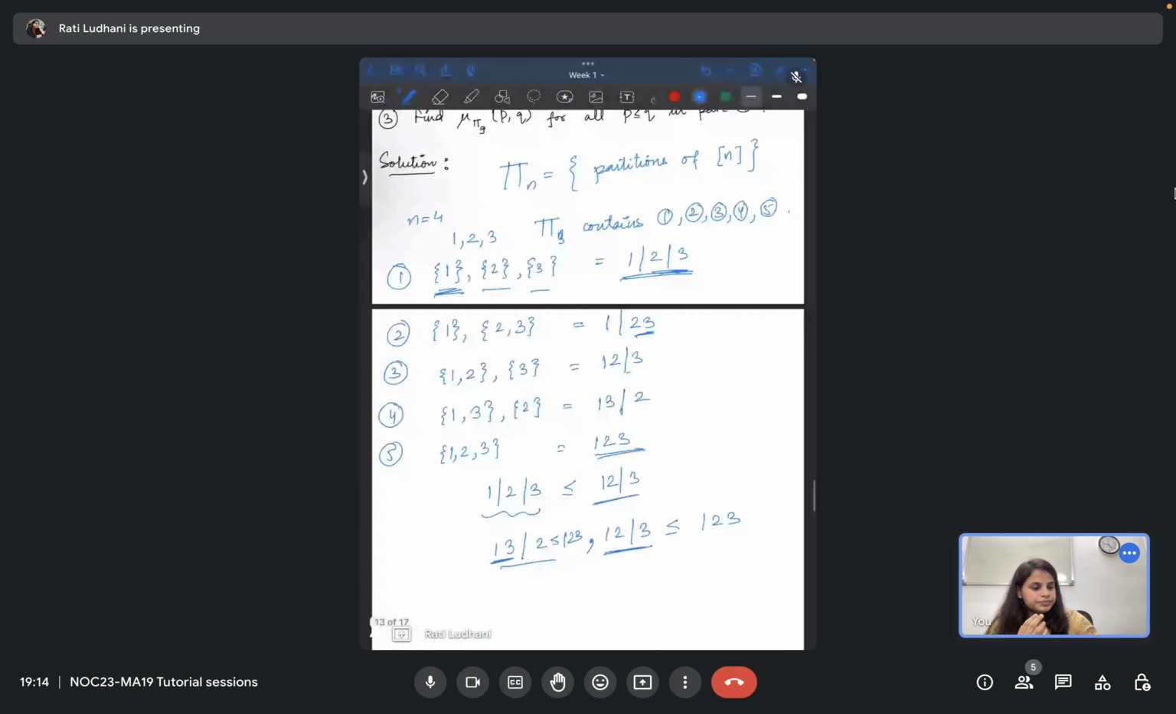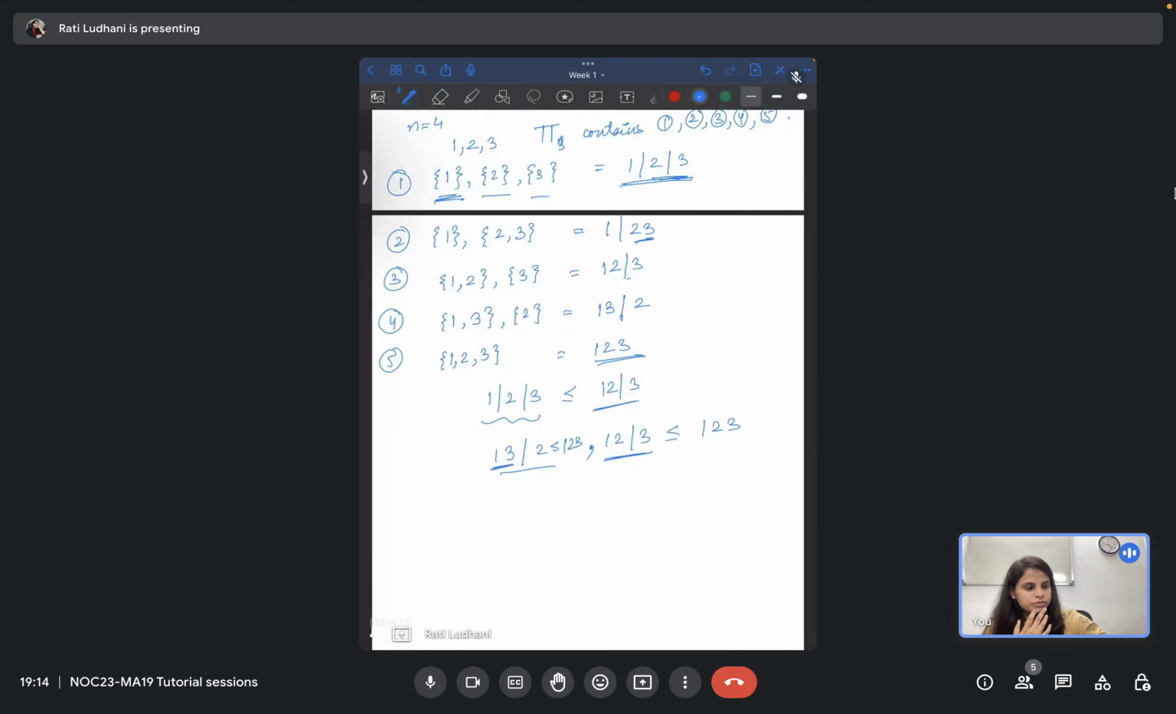If you have any doubt, 1 2 3 will always be on the left side for everything, because it is related to everything. So this is your least element also, because there is just one element of such kind. And similarly you have the greatest element, which is 1 2 3, because it will stay.